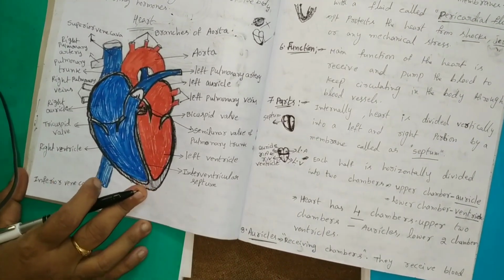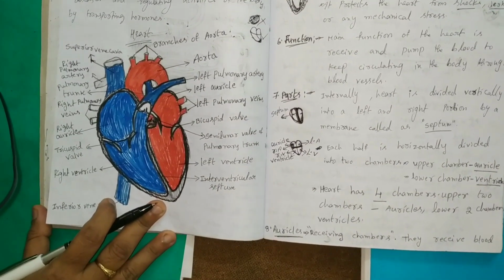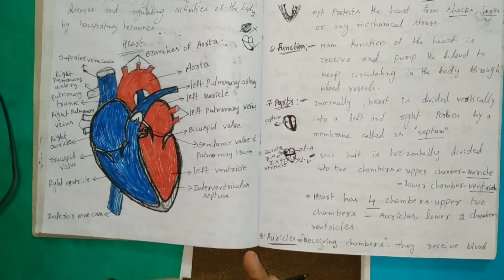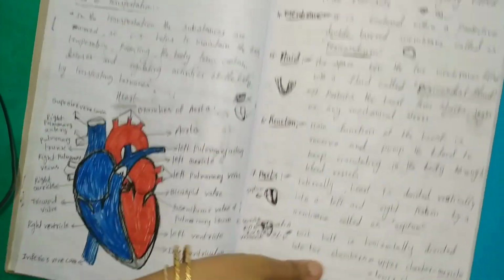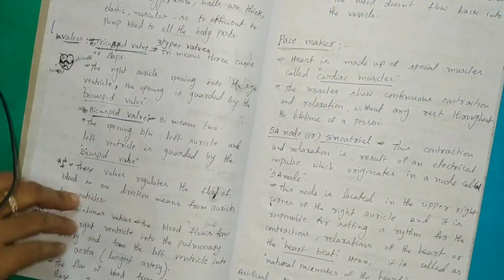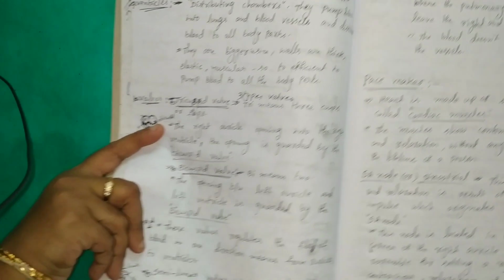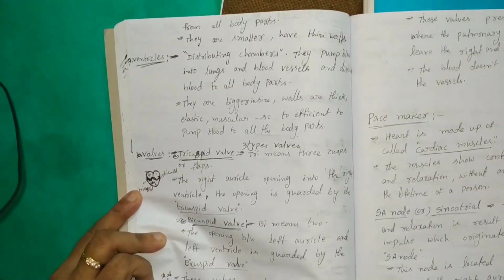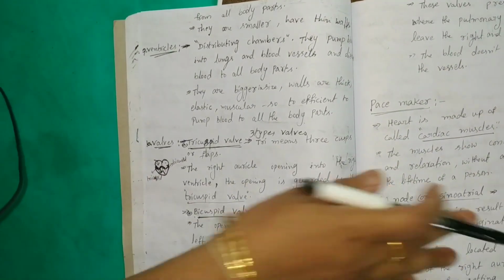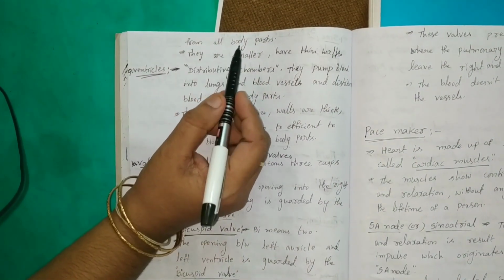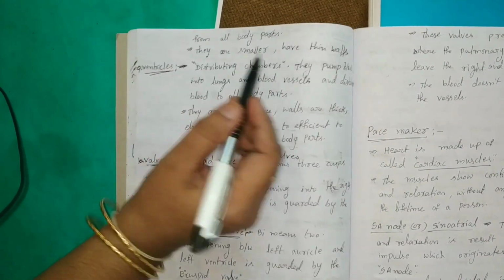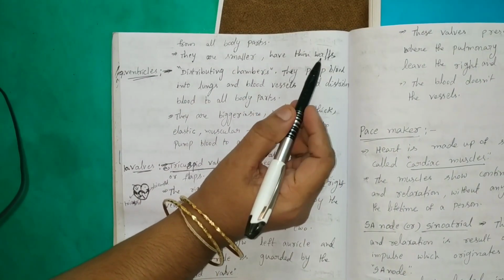Next, we learn auricles. Auricles are called receiving chambers. They receive blood. So auricles are called receiving chambers. Auricles receive blood from all body parts. They are smaller and have thin walls.